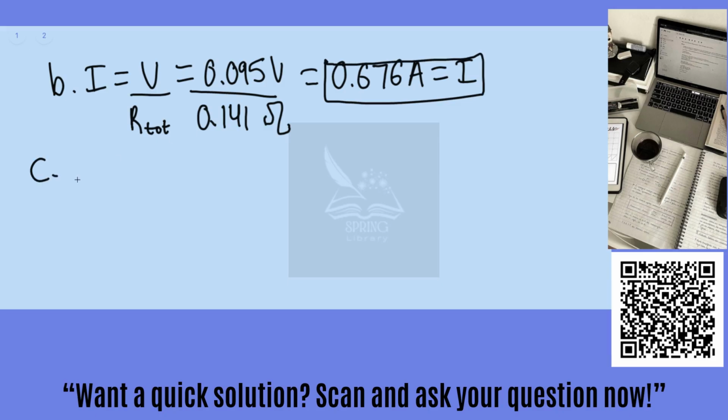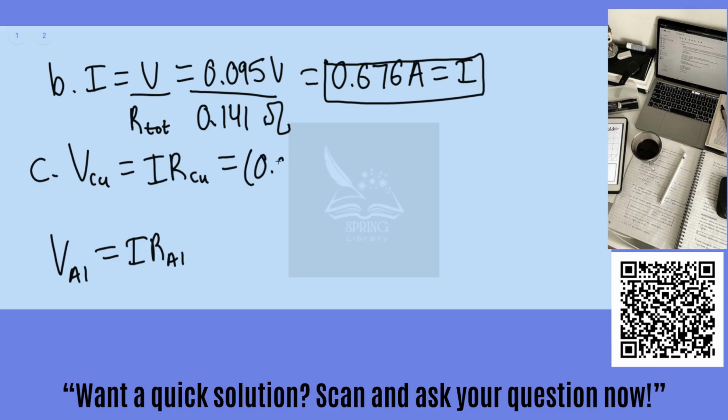For part C, now, we need to find the voltage across these two sections. This is simply going to be equal to the current times the resistance in that certain section. So for aluminum, it'll be I R aluminum, and this will equal 0.676 times 0.05457, and this will equal 0.037 volts.